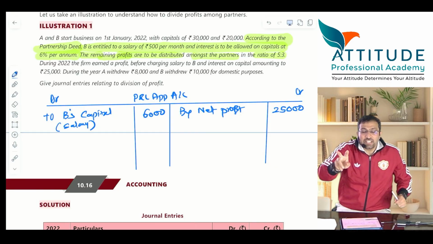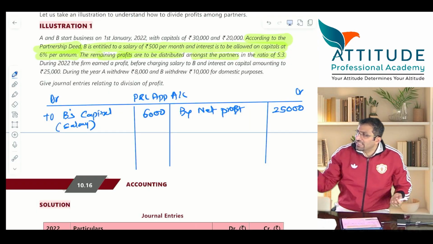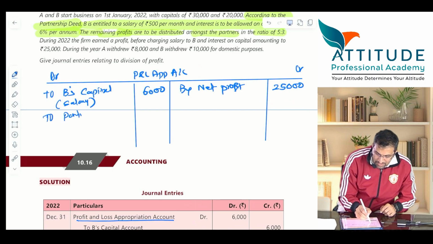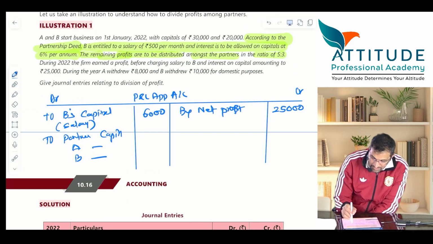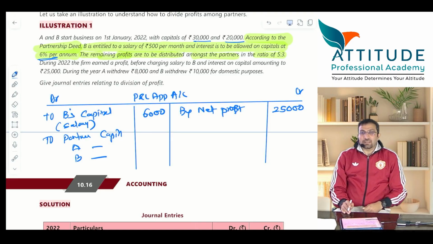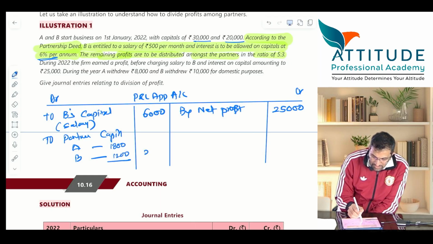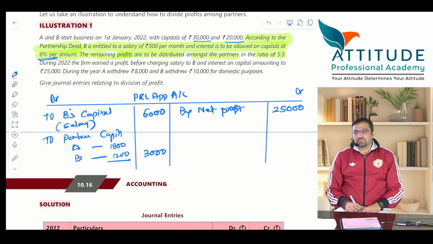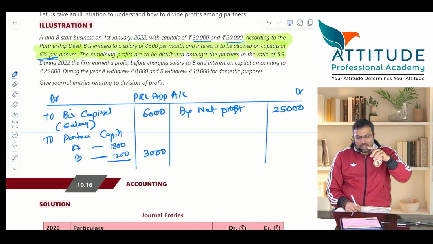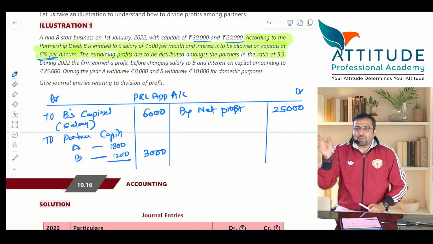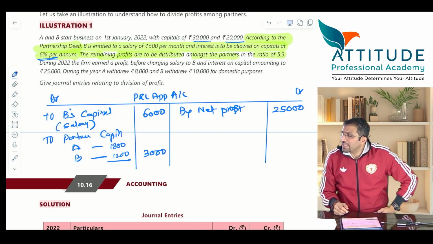These are two entries. If you don't want to pass these two entries, one single entry, directly, P&L appropriation account debit to partners capital, A, B. कितना है? 6% on 30,000 and 6% on 20,000 for one full year. 1,800 and 1,200. Total is how much? 3,000. एक ही एंट्री पास कर सकते हो. P&L appropriation to partners capital. Sir, everything is partners capital, हाँ? Everything is partners capital. Because I am not mentioning salary and interest. समझ में आ रहा है?